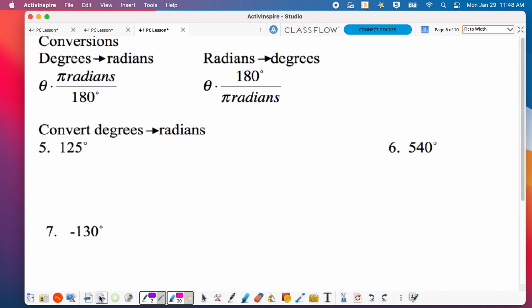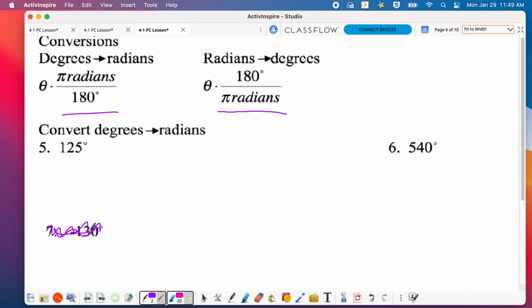All right, conversions. Next part. Given an angle in degrees or radians, whatever one it is, we need to be able to convert back and forth between the two. What we are going to do for our conversion is multiply by 1. The one that we're going to multiply by is a half a rotation divided by a half a rotation. What I mean is either pi radians over 180 degrees or 180 degrees over pi radians. Half a rotation over half a rotation, which is the same on the top and the bottom, equals 1.